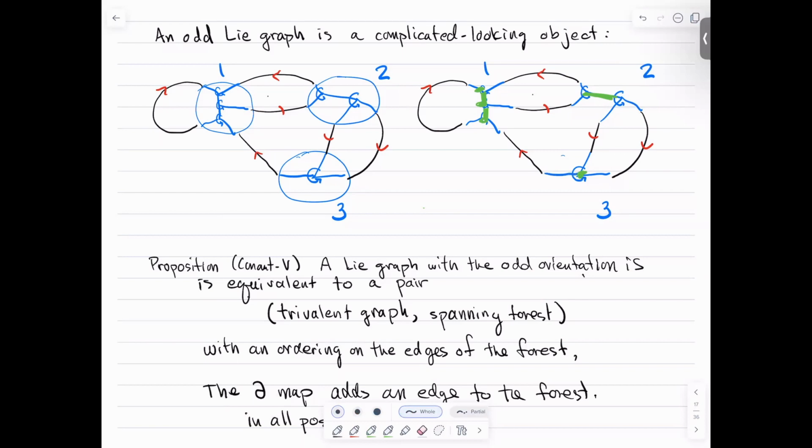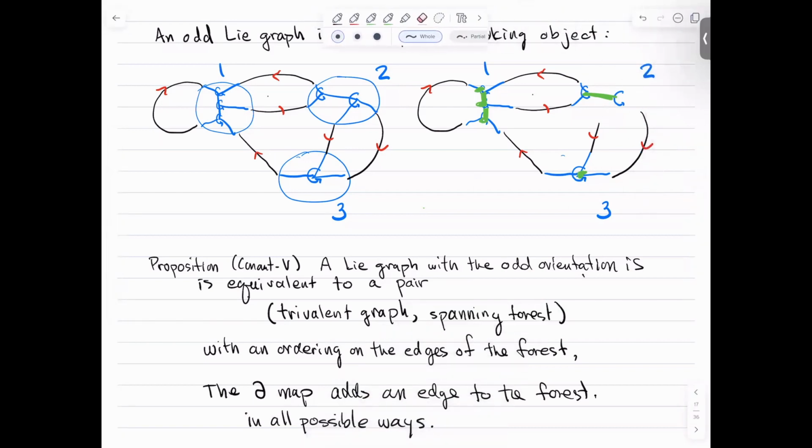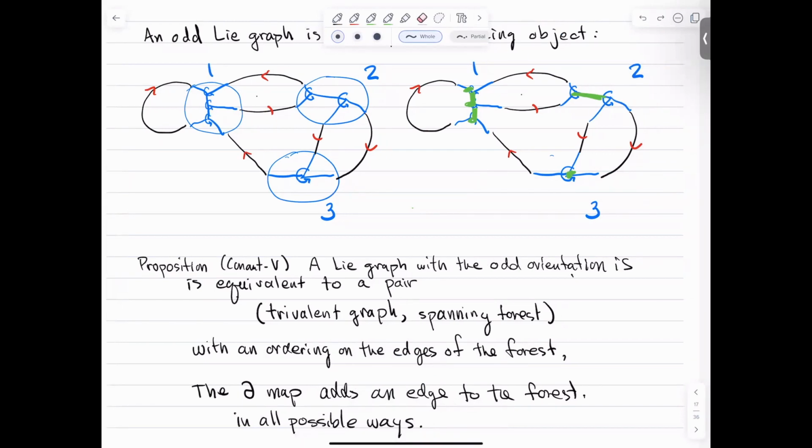Whoops, that's not a spanning forest, right? Contains every vertex. I'm sorry, I'm not used to doing this, and here we go. Got all the vertices, right? 1, 2. That's a spanning forest. It's got 3 edges. Okay? And all I have to do, and forget the ordering on the vertices.